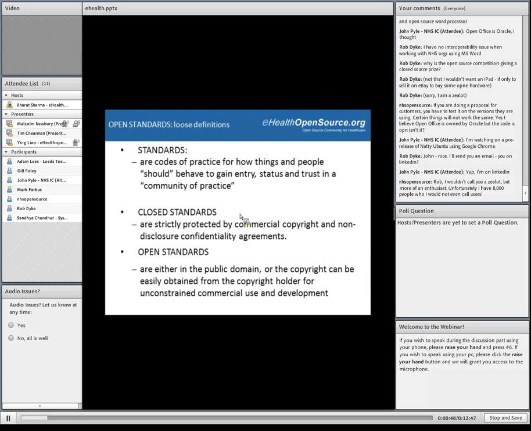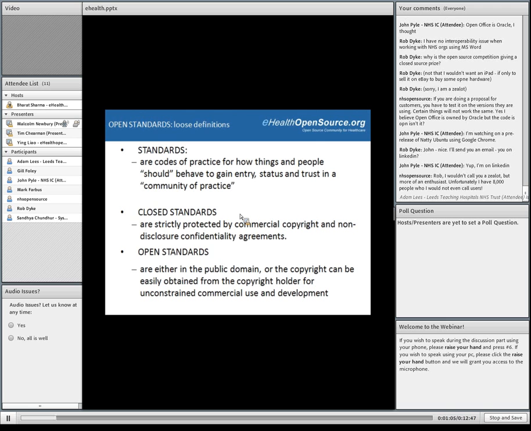So there are closed and open standards. Closed standards really are commercial copyrighted standards used by companies really to control and dominate products in the marketplace. And they definitely work. You've only got to look at the likes of Microsoft and Apple to realize that. There are also open standards. Now these are either in the public domain or copyright can be easily obtained from a copyright holder, which allow you unconstrained or virtually unconstrained commercial use and development. Next slide, please.